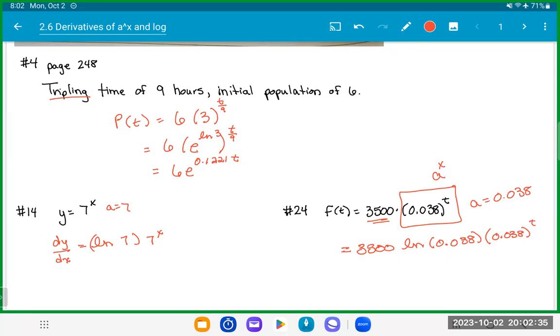Okay. Question. Professor, how did you get the 0.1221 on problem 4? Yep, it's just when we multiply. If you multiply this out, what is the ln of 3 raised to the 9? We're just distributing this into here. So you end up with ln of 3 times t, and this is separate, divided by 9. Okay. Thank you.